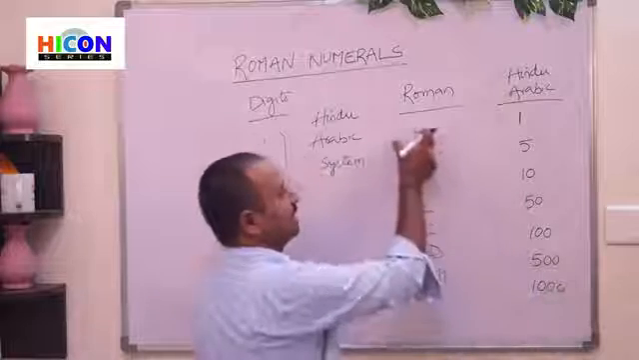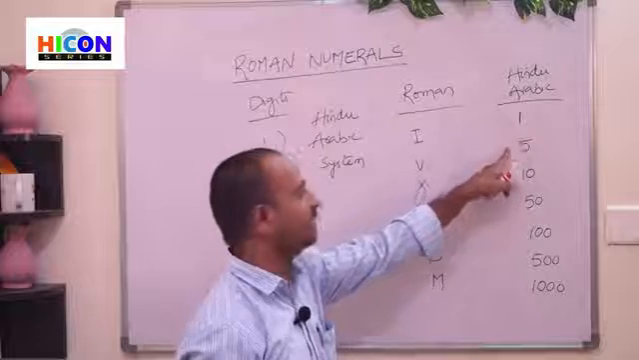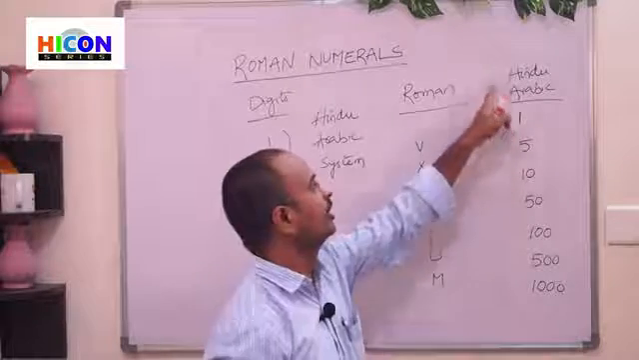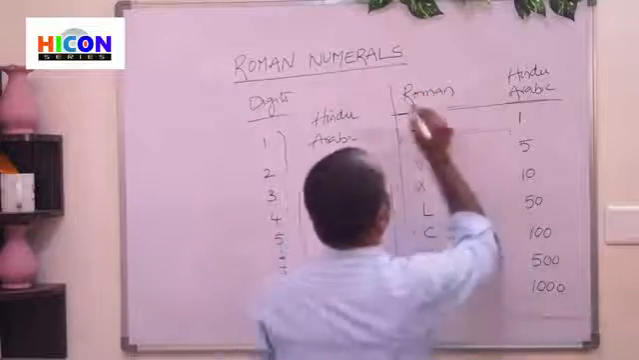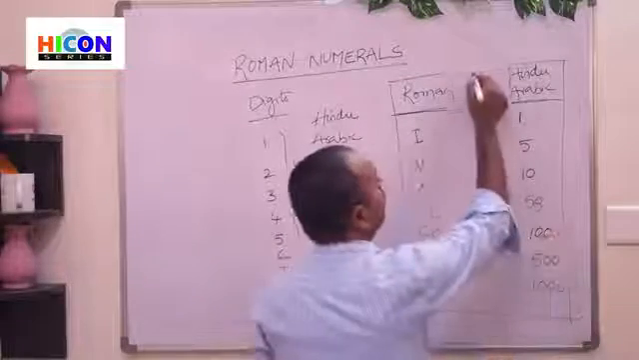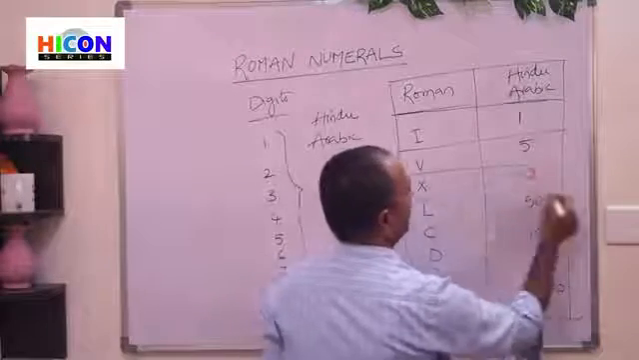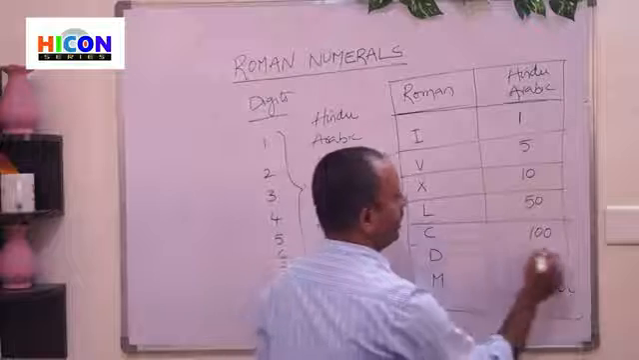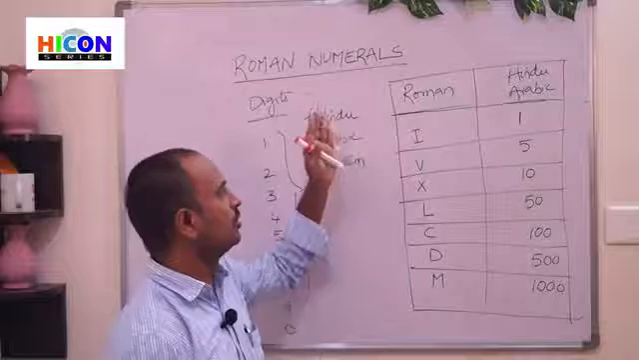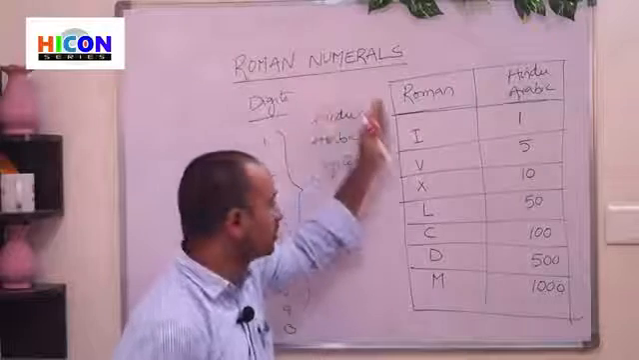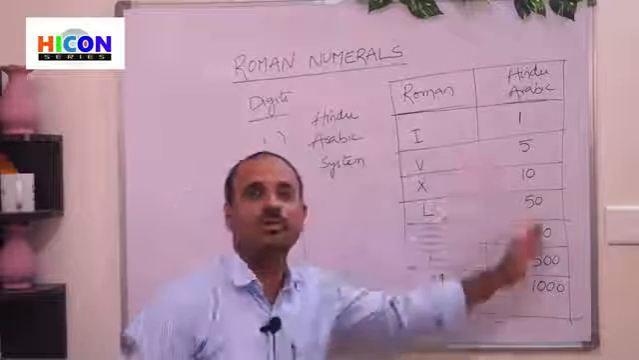Children, these are the symbols in the Roman system, and these are the equivalent numbers for the Roman numerals in the Hindu-Arabic system. So this is about Roman numerals and the Hindu-Arabic system. Now you have to remember these 7 Roman symbols and their equivalents in the Hindu-Arabic system. The Romans used combinations of these 7 symbols to write numbers.